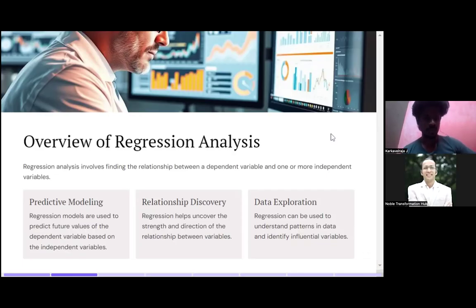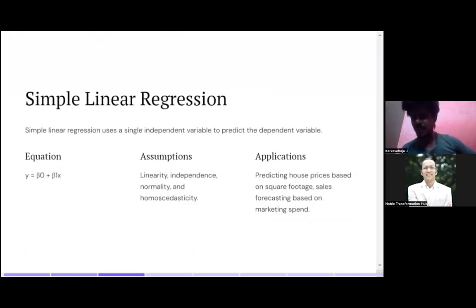Next we have simple linear regression, guys. I think you already know the line formula. That is what simple linear regression is. Simple linear regression uses a single independent variable to predict the dependent variable. So y is equal to mx plus c. So y is equal to b naught plus b1x, where b naught is c and b1 is m. That's the equation.